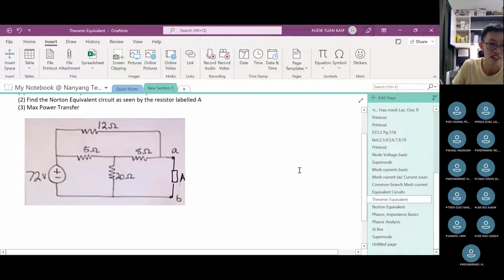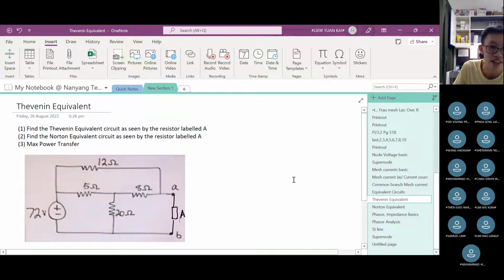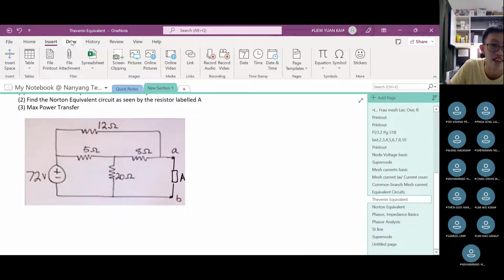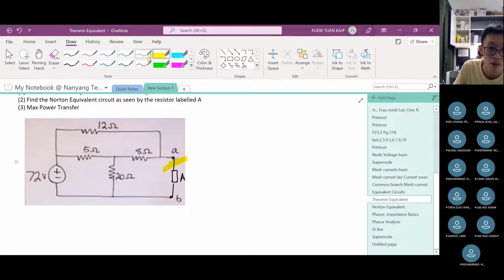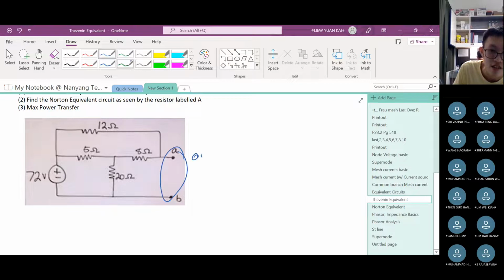So what does it mean? If I want the Thevenin equivalent of this resistor labeled A, and I want the open circuit voltage, open circuit means I have to remove the load. I have to remove the resistor A. So if I want the equivalent seen by A, I need to remove A first. That is finding the open circuit voltage. So I'll erase A away. See? Because there's nothing here, this is the open circuit.